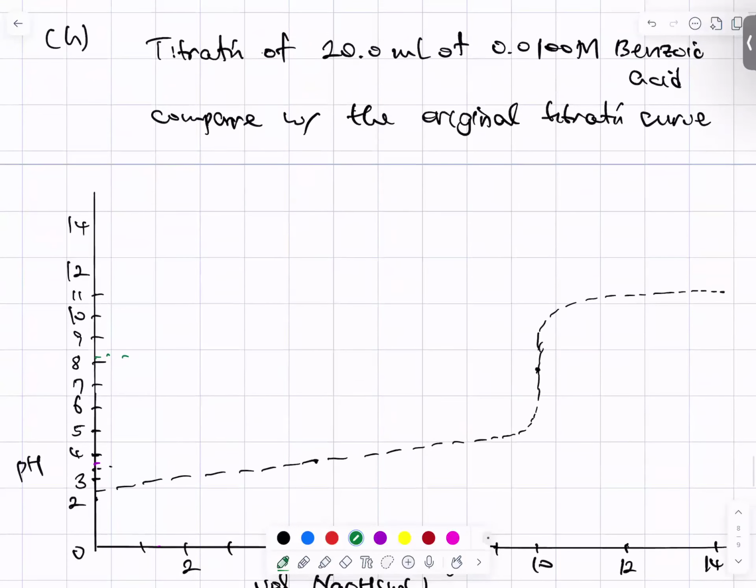Titration of 20 ml of 10 millimolar benzoic acid. Compare with the original one. The volume and concentration are exactly the same. The original one is 20 ml of 10 millimolar salicylic acid. In this case, it is benzoic acid. Compare with the original titration curve. So let's compare.